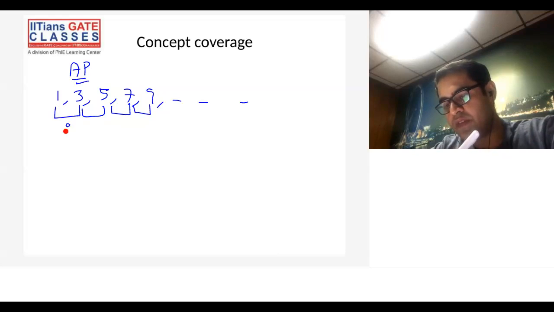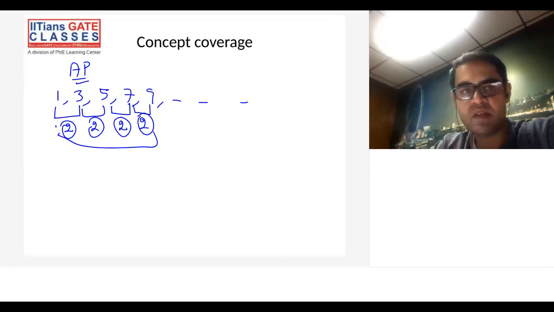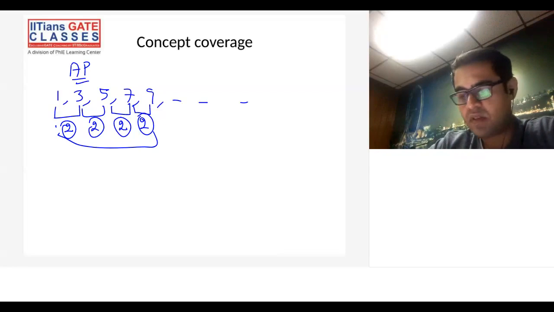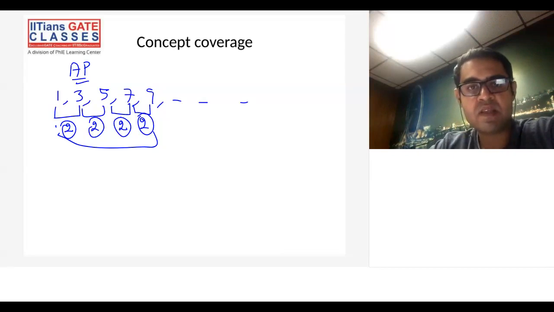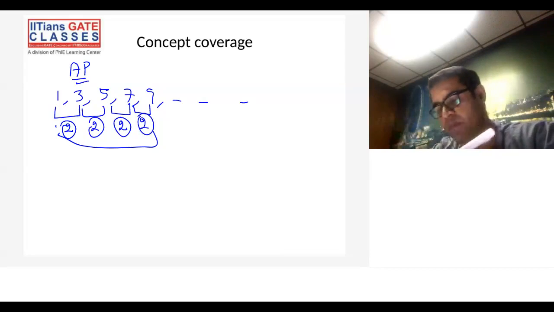So if you see, the difference over here is 2, the difference over here is 2, 5 minus 3, 7 minus 5, the difference is 2, and 9 minus 7, difference is 2. So the difference remains constant. That is why we can say this particular series is in AP, an arithmetic progression.